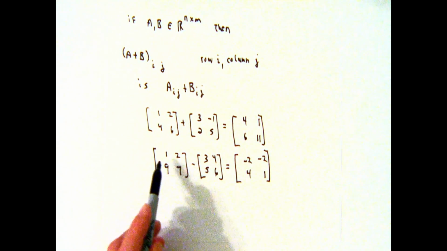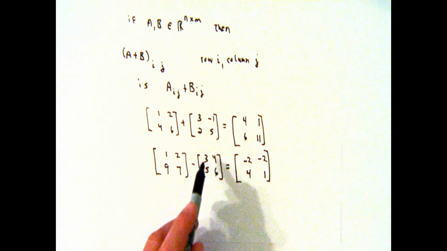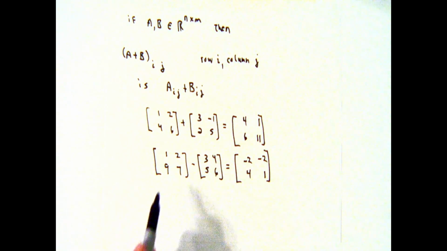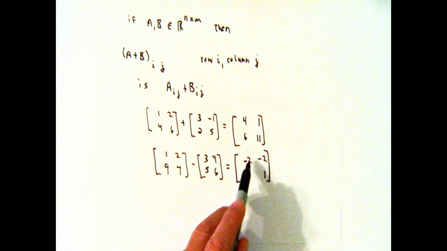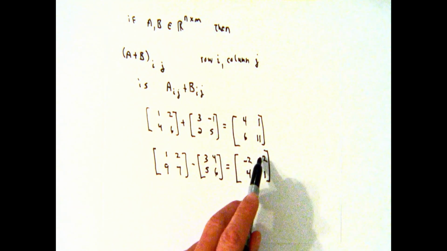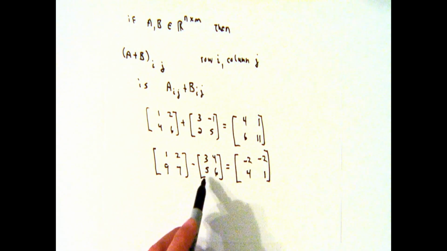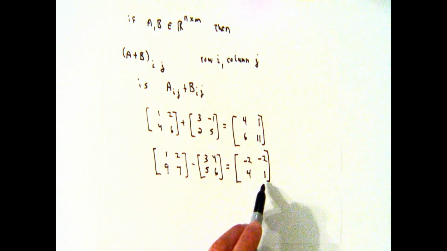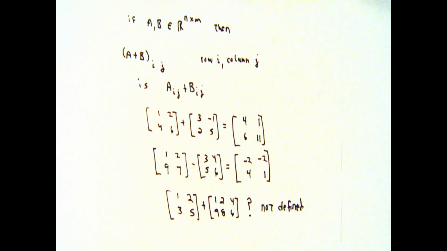Likewise, 1, 2, 9, 7 minus 3, 4, 5, 6. 1 minus 3 is negative 2. 2 minus 4 is negative 2. 9 minus 5 is 4. And 7 minus 6 is 1. If the matrices don't have the same dimensions, though, we don't define addition or subtraction of them.